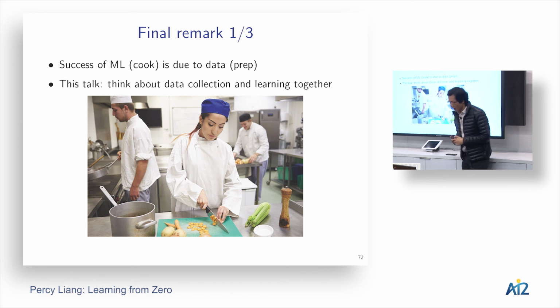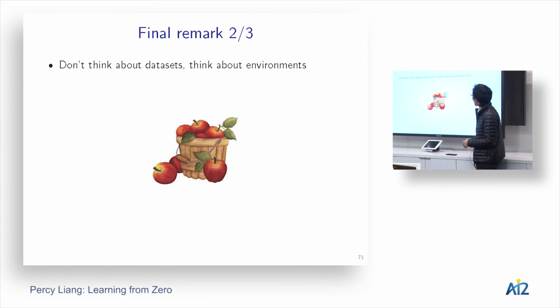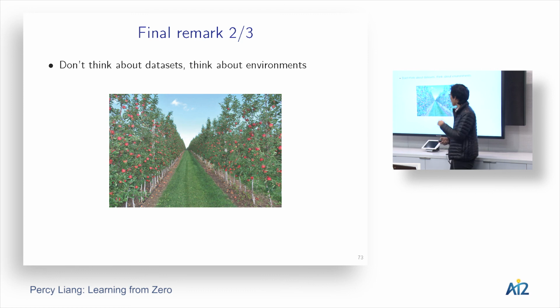So three remarks. I think the success of machine learning is really contingent on having the right data. A lot of times, data comes in neatly cut up, packaged ingredients where, if you're the ML person, you just stir them together and cook yourself a meal. But of course, a lot of the work is actually in the preparation, for those of you who cook, and you probably know that. What I want to think about is the joint process and how you can make this more efficient and better. The second point is not to think so much about data sets, but about environments for this kind of interactive learning setting.